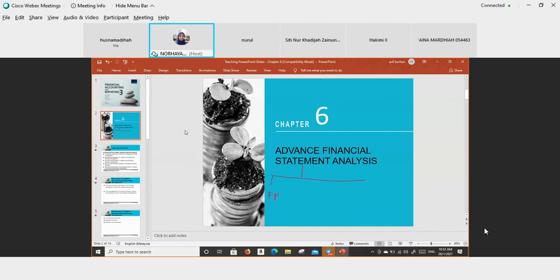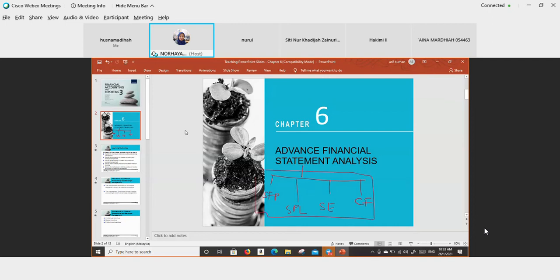Financial position. Okay. And then you have P&L, profit or loss, statement of profit or loss, and then you have a statement of changes in equity, statement of equity, and then you have cash flow. Ini lah you punya financial statement. Okay, benda ni yang you belajar.